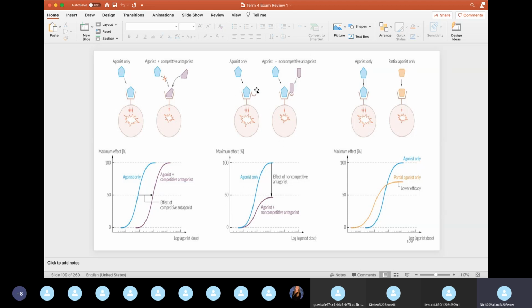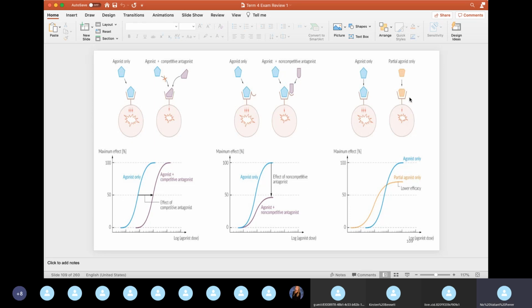Let's look at the next one. You have agonist only and agonist plus non-competitive antagonist. Does it bind to the active site or somewhere else? Somewhere else. Somewhere, where? Like another receptor. Remember from term one, allosteric? Yeah. The allosteric site. Let's look at the graph. So what happens? You are lowering the efficacy, okay? The potency, it stays the same. The efficacy, you are lowering the efficacy, okay?